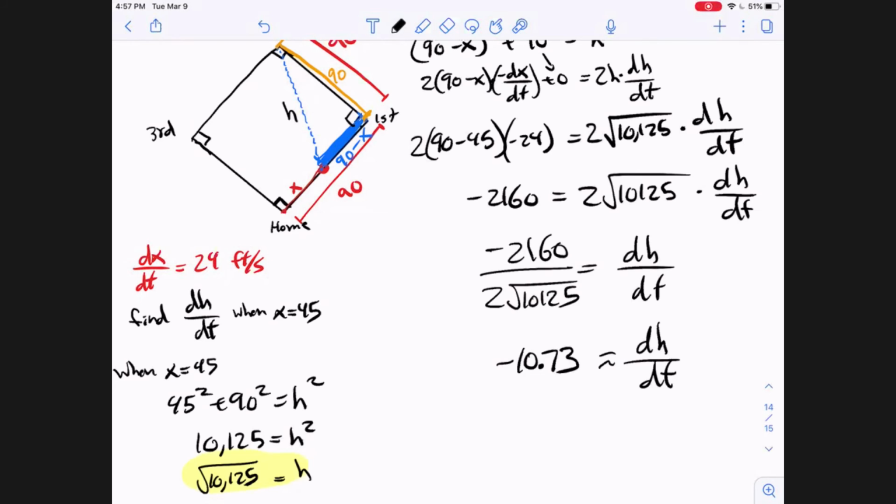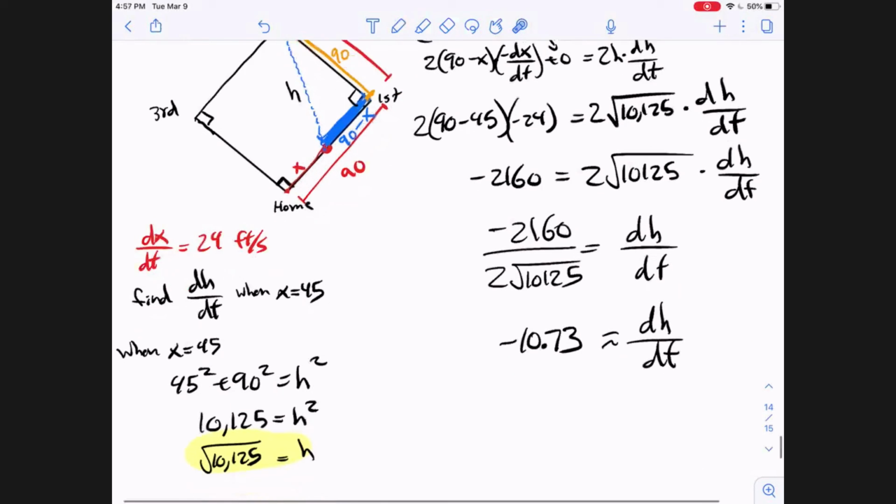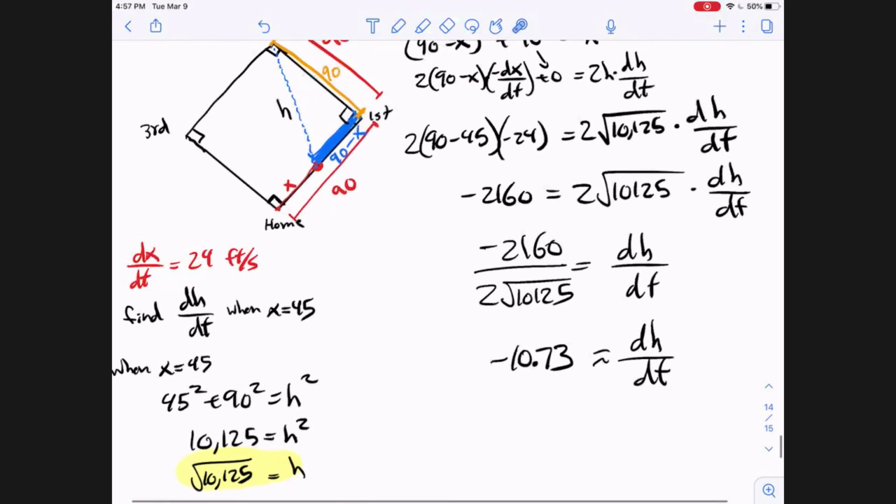So we got a negative answer because the distance to second base is getting shorter and shorter, so it's got to be negative. The rate at which h is changing is getting smaller, right? Because h is this distance. So what's happening here is, let me wait until you finish writing this down, then I'll explain more.